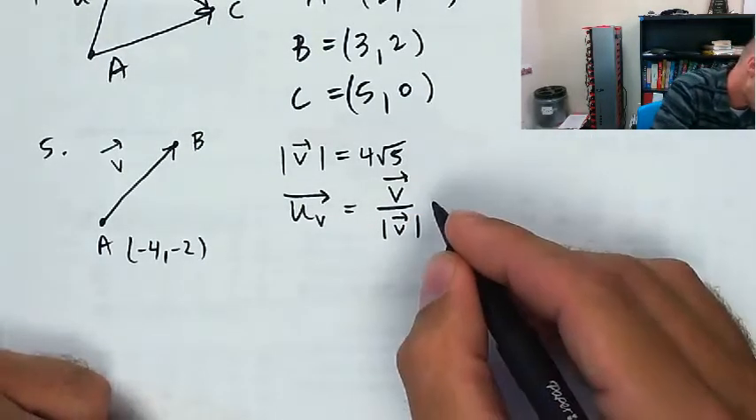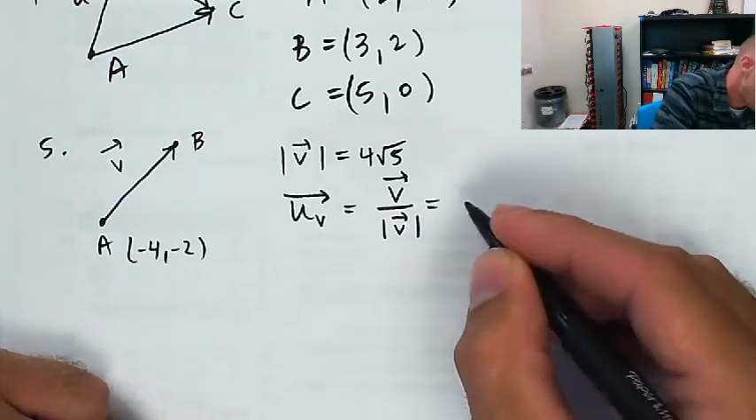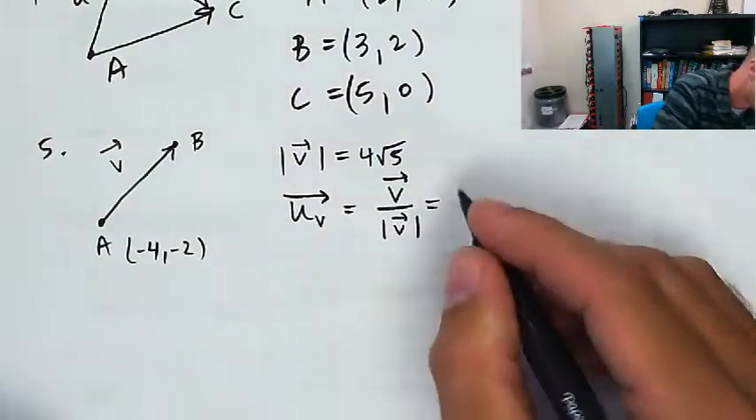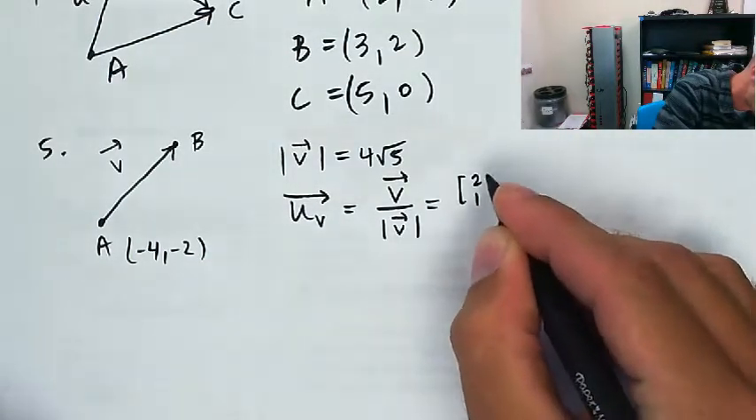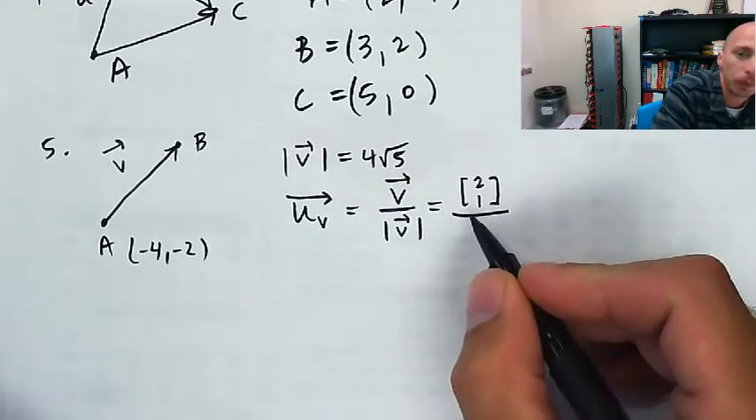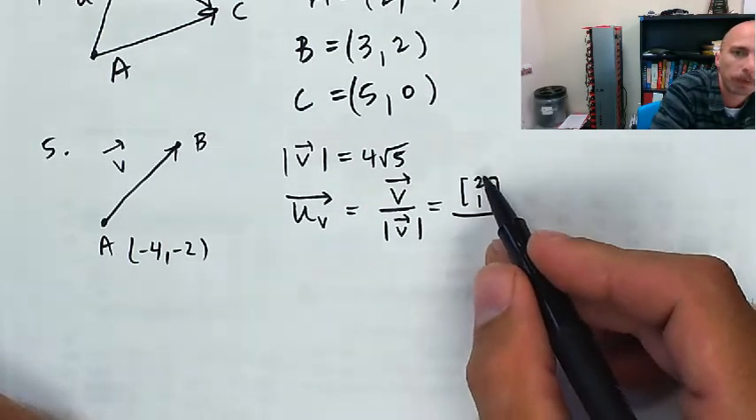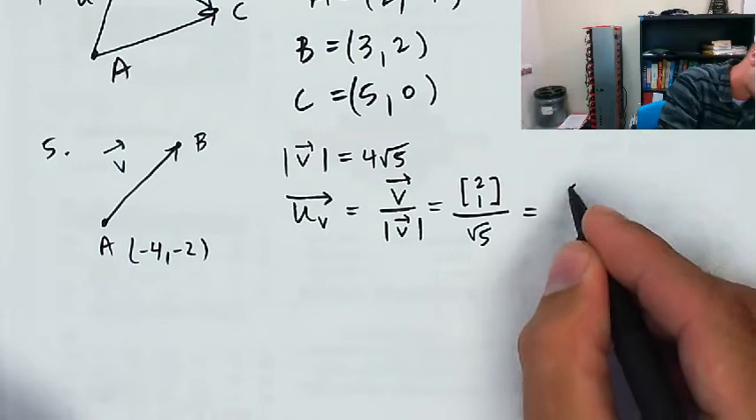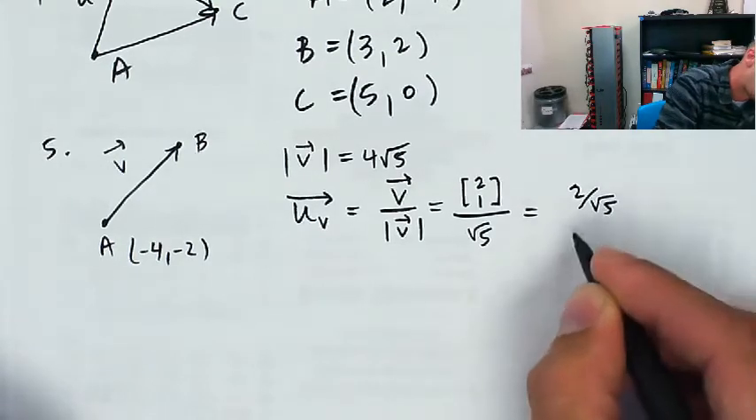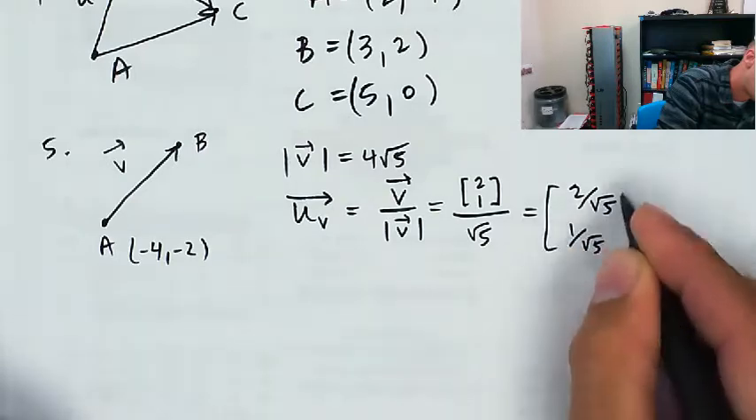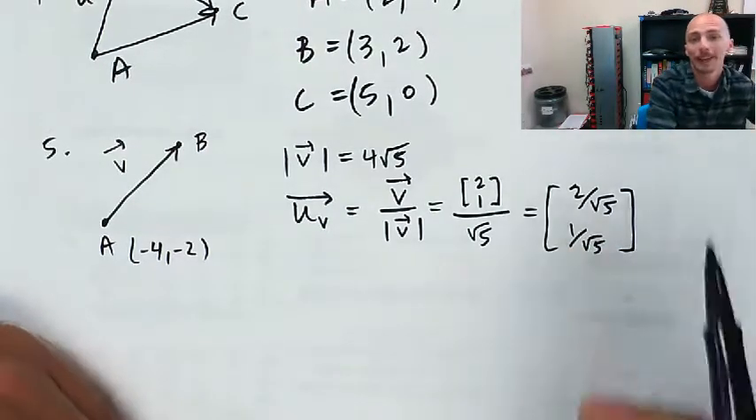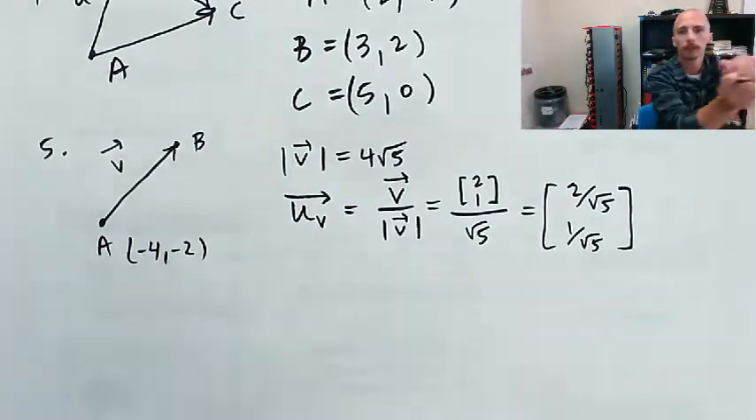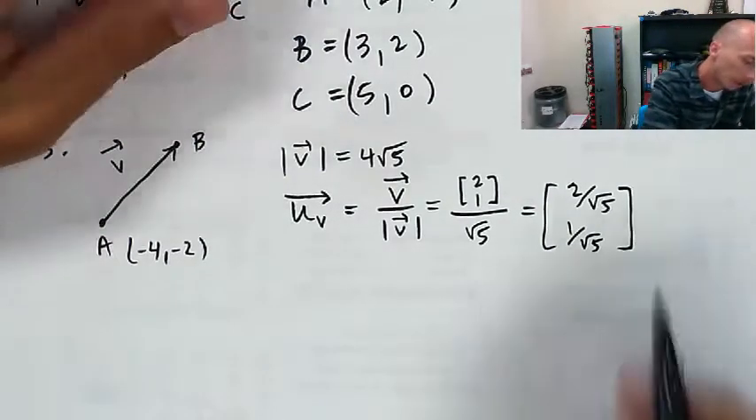Okay? And that's going to be, well, I don't have it written down here, but I think v is 2, 1, divided by the length of 2, 1. Well, the length of 2, 1 is going to be the square root of 4 plus 1 is 5. Right? And so that's going to be 2 divided by square root of 5 and 1 divided by square root of 5. That's the unit vector in the direction of v. Now, if I want to have something in that direction that has length 4 root 5, I'm going to take the unit vector and scale it up by 4 root 5. Okay, like that.